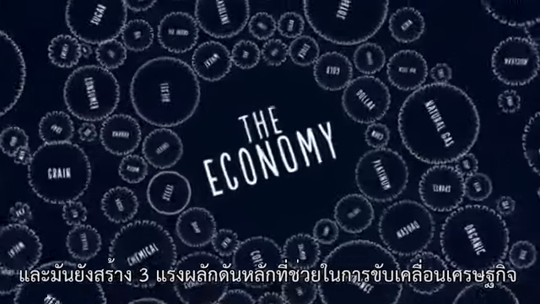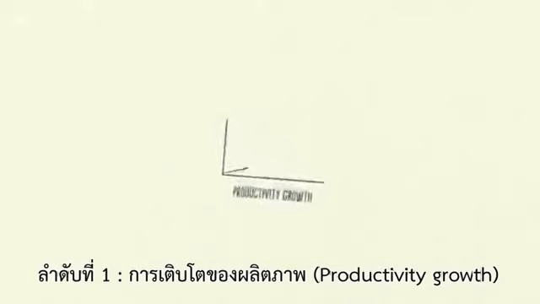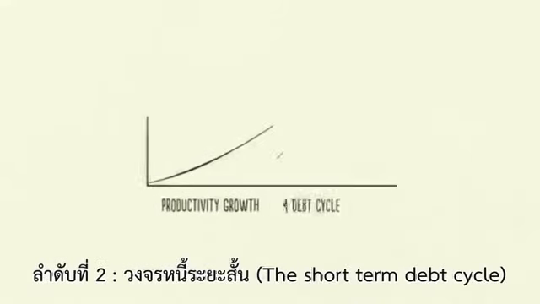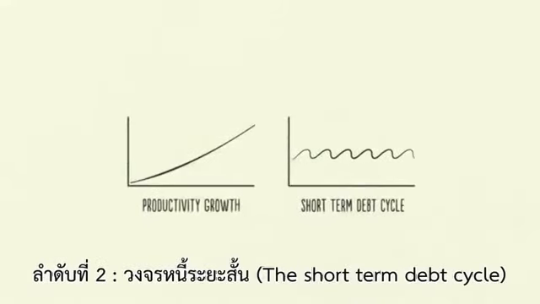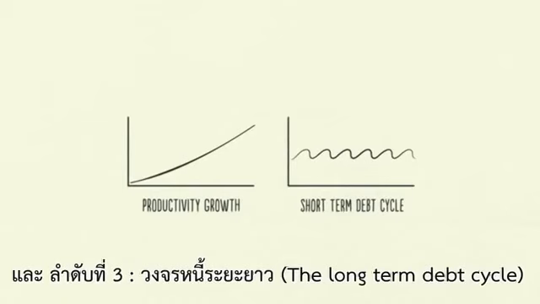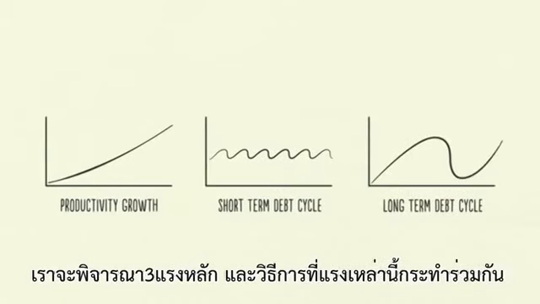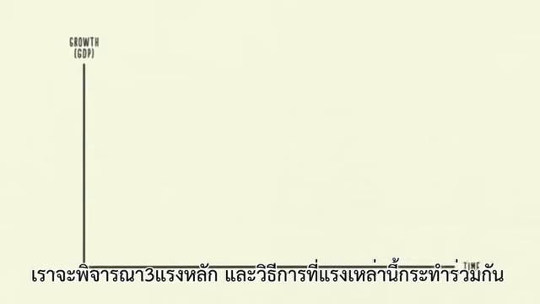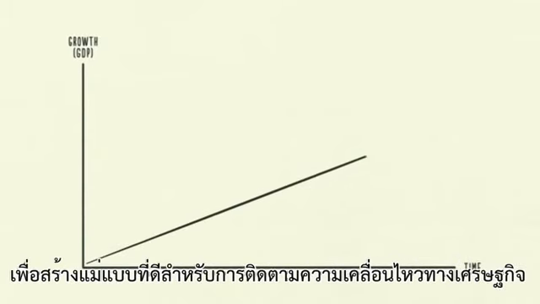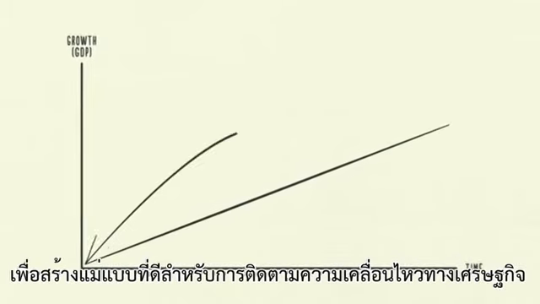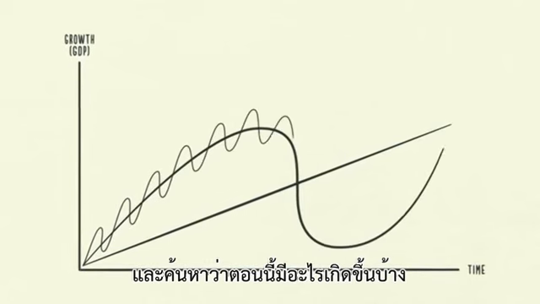that drive the economy. Number one, productivity growth. Number two, the short-term debt cycle. And number three, the long-term debt cycle. We'll look at these three forces and how laying them on top of each other creates a good template for tracking economic movements and figuring out what's happening now.